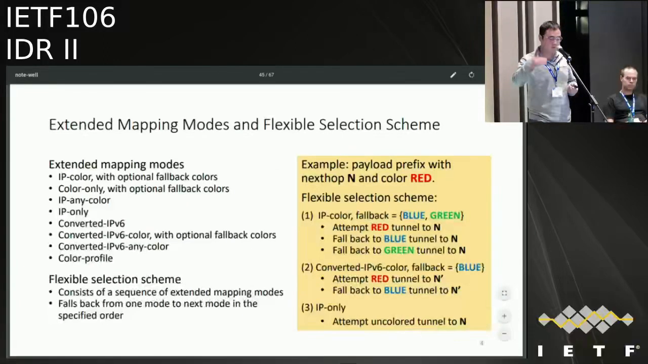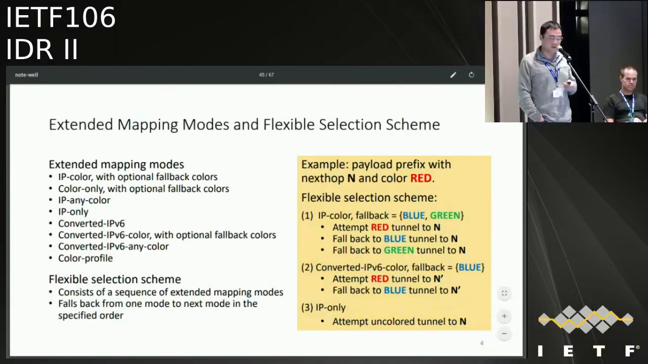So a red color payload prefix mapping to a red tunnel is the most basic mapping mode. In many cases, we would like to have much more flexibility. So that's the purpose of this draft. This draft defines a set of extended mapping modes, and it talks about how to use these modes to construct so-called flexible selection schemes.